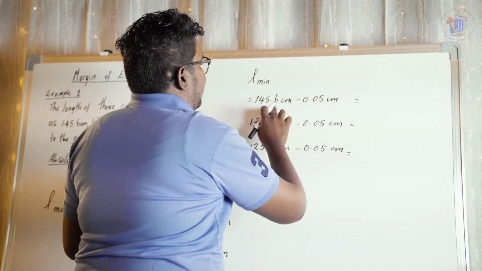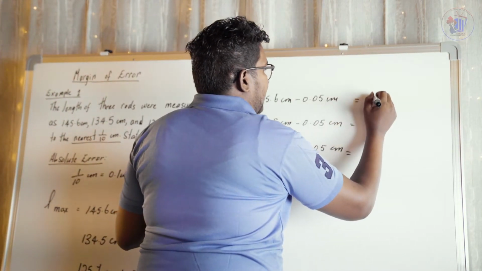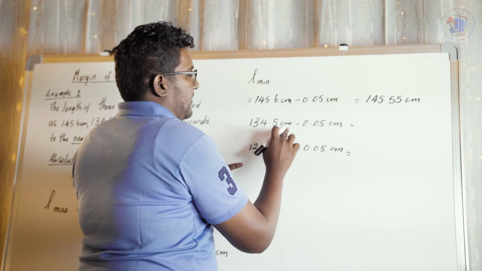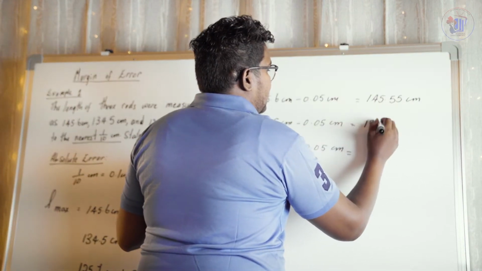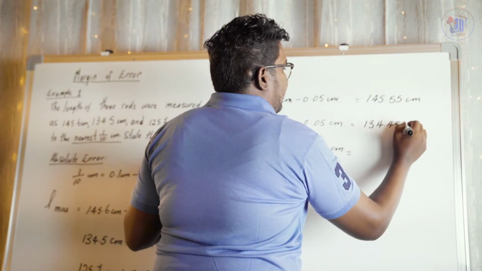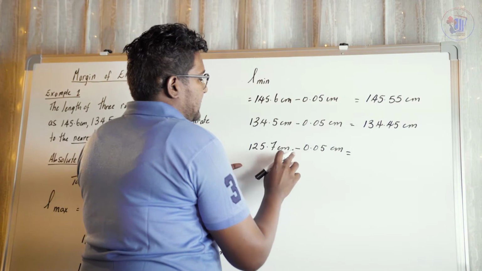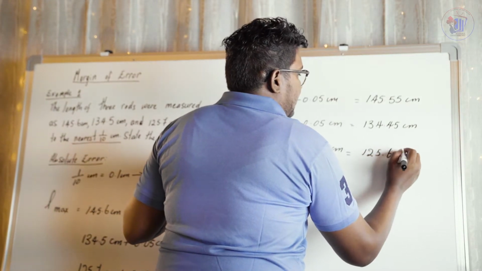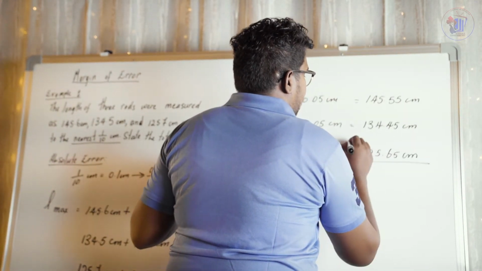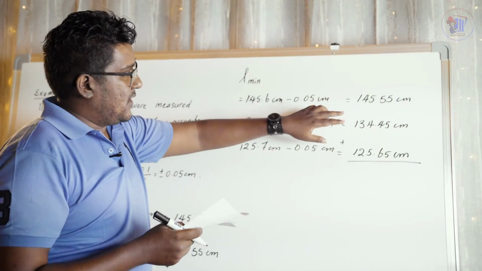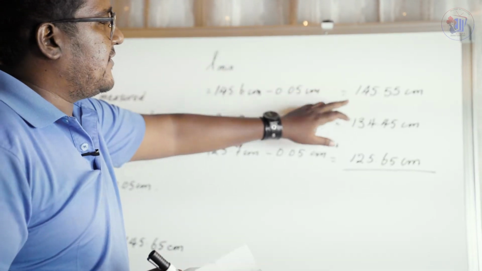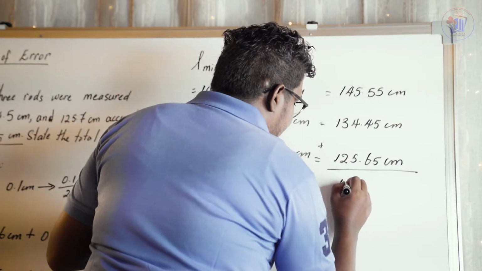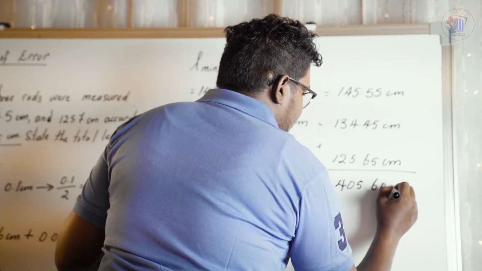Subtracting them, 145.6 subtract 0.05 is going to give me 145.55 cm. 134.5 subtract 0.05 is going to give me 134.45 cm, and 125.7 subtract 0.05 is going to give me 125.65 cm. Now, to find the total minimum length, we now have to sum the 3. 145.55 plus 134.45 plus 125.65 is going to give me 405.60 cm.